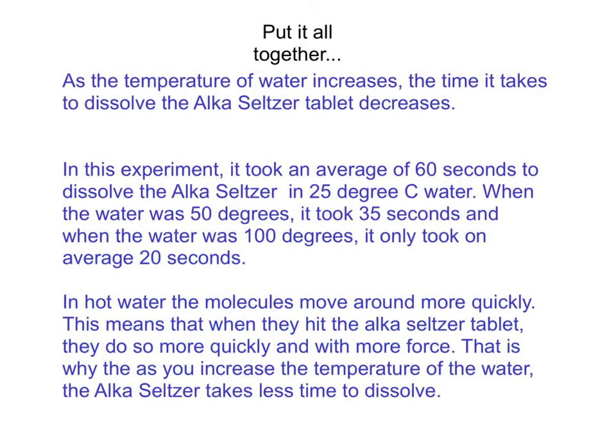Then I had to put it all together. So here is my claim. Here's my evidence. Here is my reasoning. And again, I got this reasoning off of Google, but you just need to ask yourself, because you can't do that on the test, why? Why do I have the results that I did?